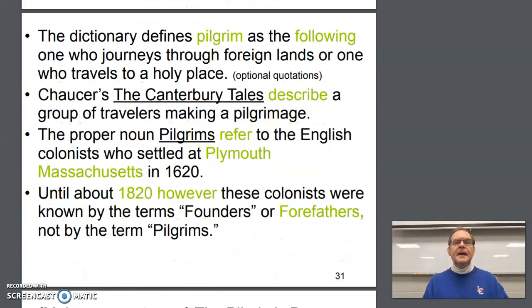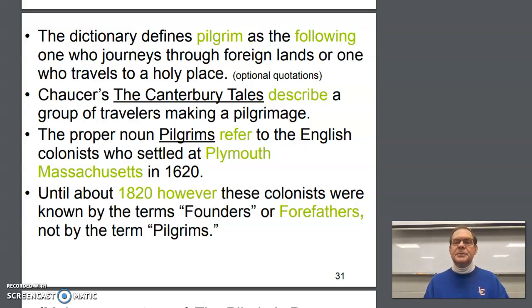Number 31. The dictionary defines pilgrim, again, underline pilgrim if you handwrite it, italicize it if you're typing, as the following, colon. And then, if this is quoted right from a dictionary, you can use quotation marks. If you paraphrase it, you don't, and there's no way to know which is meant right here. One who journeys through a foreign land or one who travels to a holy place. Chaucer's The Canterbury Tales, one book, describes a group of travelers making a pilgrimage. The proper noun pilgrims, they do it correctly there.